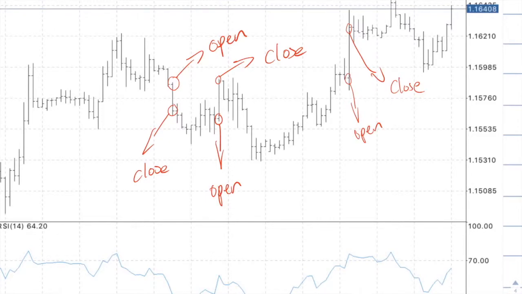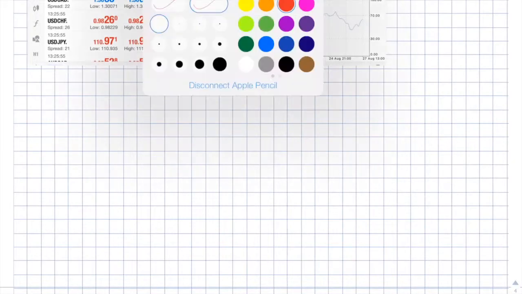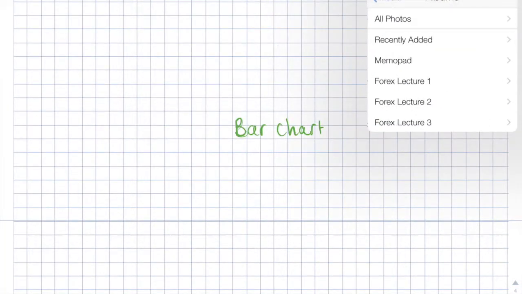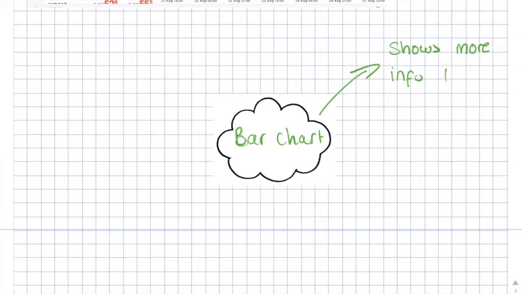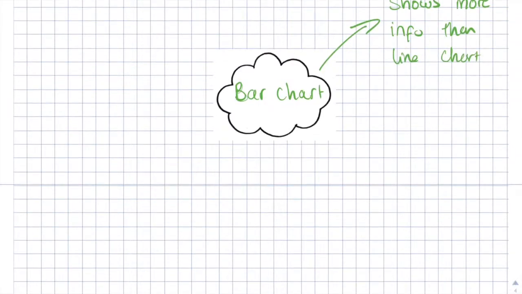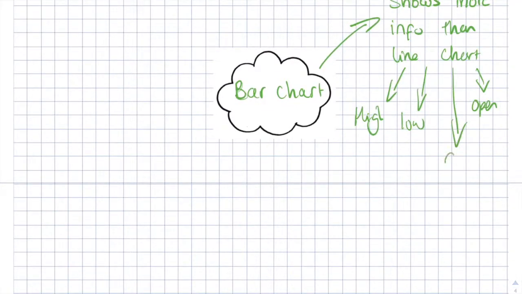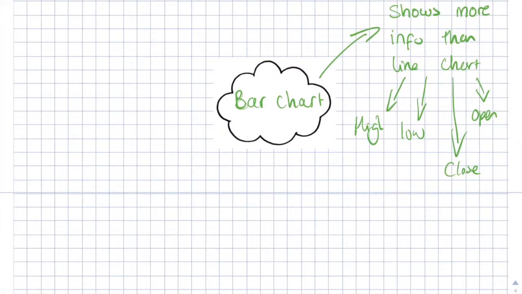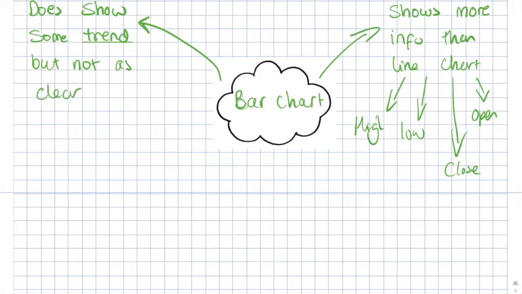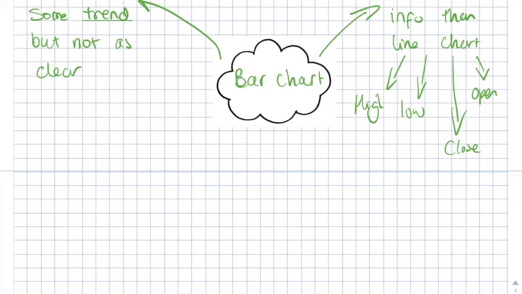Now, just to summarize a bar chart. So the first thing I'd like to say is that it shows more information than a line chart. Because the line chart only showed the closing price, but this shows the high, the low, the open, and the close. So it gives more information for a trader. And as you saw in the chart above, it does show some trend, but not as clear as the line chart because it has lots of different information, and it's not as easy to see a trend as the line chart.